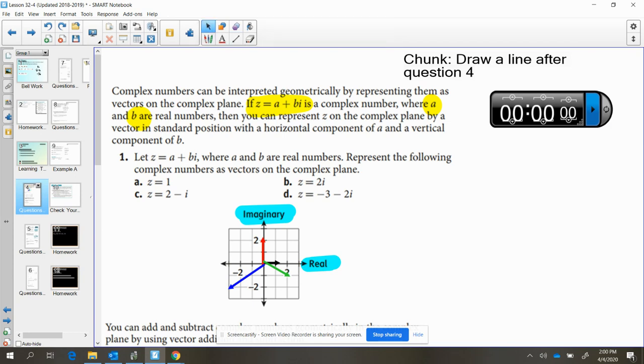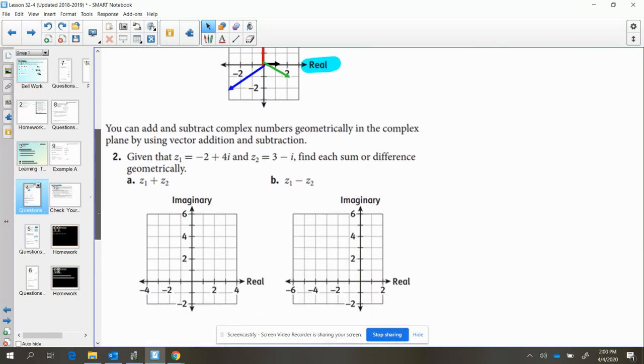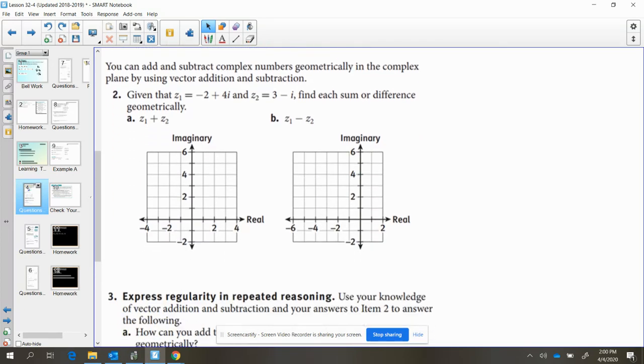Okay, so from there, scroll down here, we can also add and subtract complex numbers both geometrically and symbolically. Now, when it comes to adding vectors, just like we have to do in the bell ringer, we're going to be combining those A components and we're going to combine those B components.